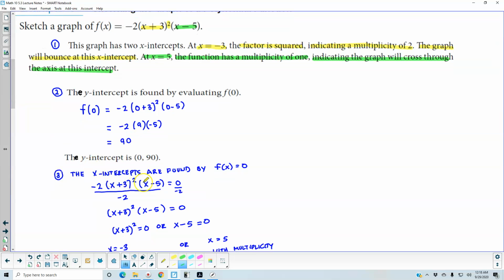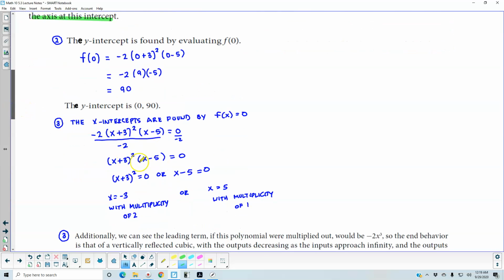And then the x-intercepts are found by setting f of x equal to 0. So here's our function, negative 2 times x plus 3 squared times x minus 5 equals 0. If we divide by negative 2, then here are our x-intercepts, which we've already determined from step 1. We got x plus 3 squared equals 0, so again x equals negative 3 with a multiplicity of 2, and x equals 5 with a multiplicity of 1.